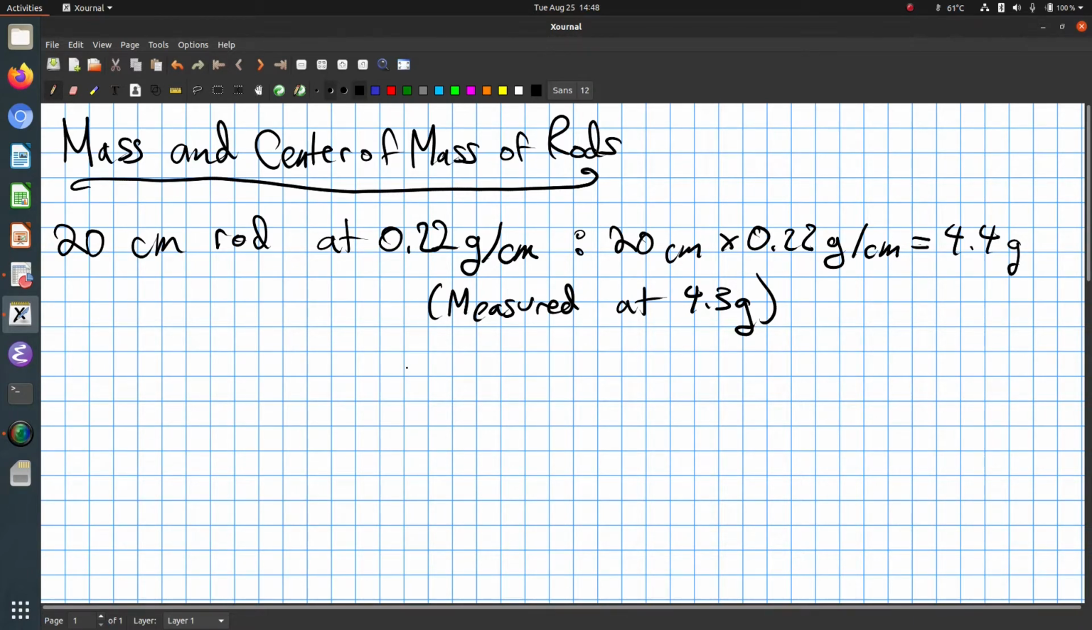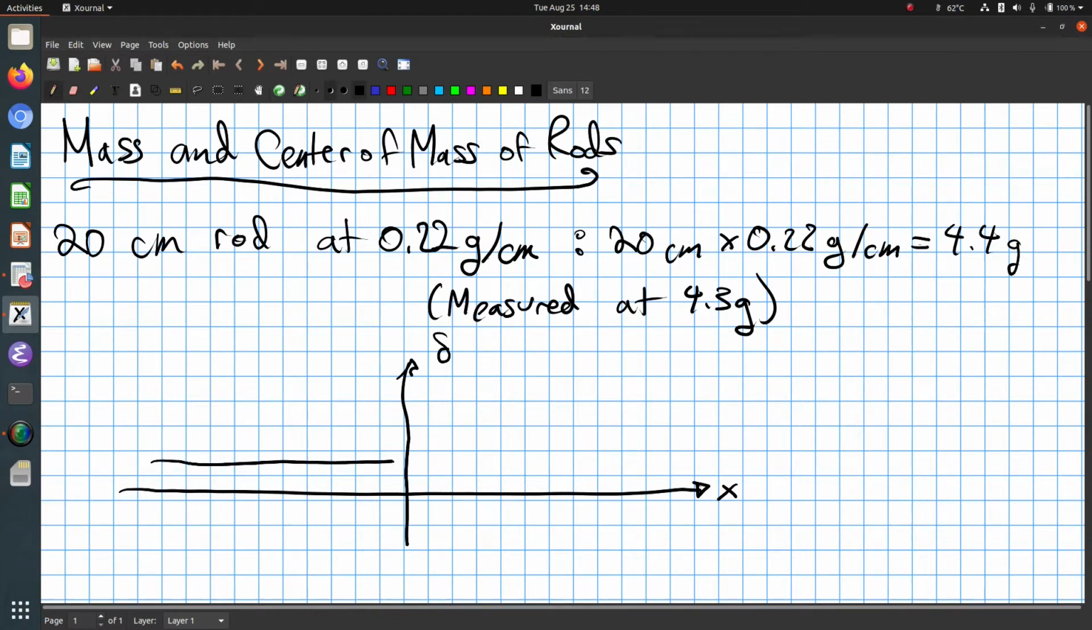One that, if I were to plot it, its density delta, that's the Greek letter delta. Its density is constant on one side of the origin, and on the other side it increases linearly. Let's still make it 20 centimeters, so from minus 10 to 10 on the x-axis, reading out in centimeters. We'll make this 0.22 grams per centimeter density, and this side here, it will increase linearly.